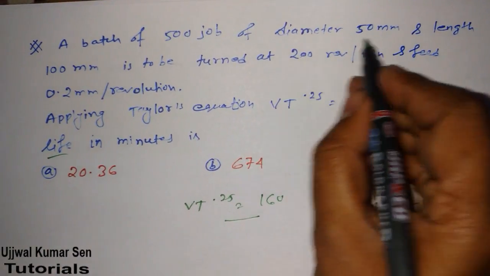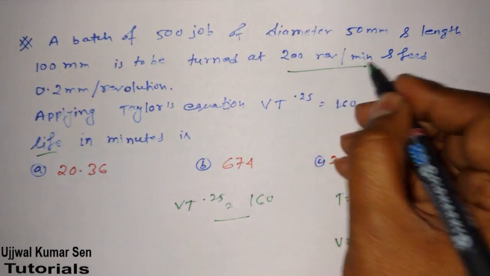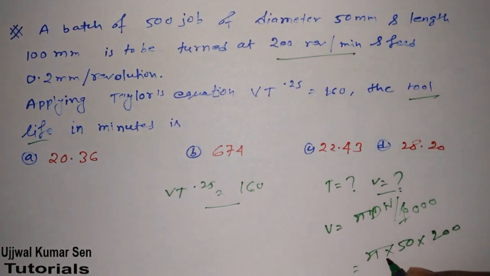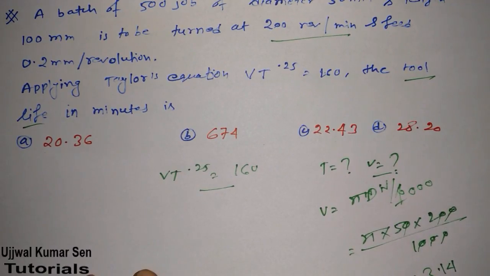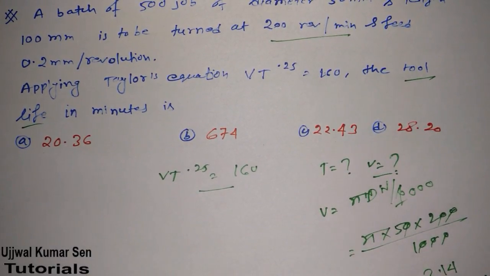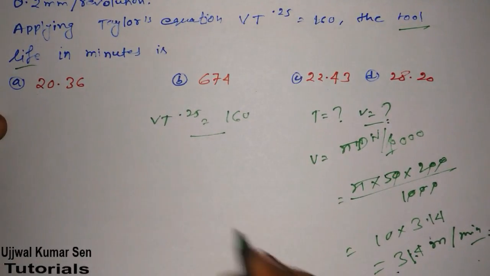We have given diameter is 50, and we have to find out N, the length, and turn. So 200 is given here, divided by 1000. If I do this, 10 multiplied by 3.14 gives 31.4, its velocity in meter per minute. Everything is given, so this is how we can solve the question. Velocity we got is 31.4 meter per minute.